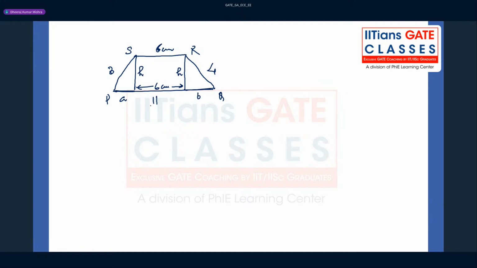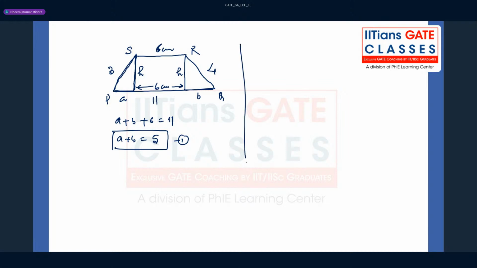The total distance is A plus B plus 6 equal to 11. So A plus B equals 5. This is one relation that you have got directly. Now you have to find another relation. Since these are right angle triangles, you can apply Pythagoras, so I'm just going to apply Pythagoras.